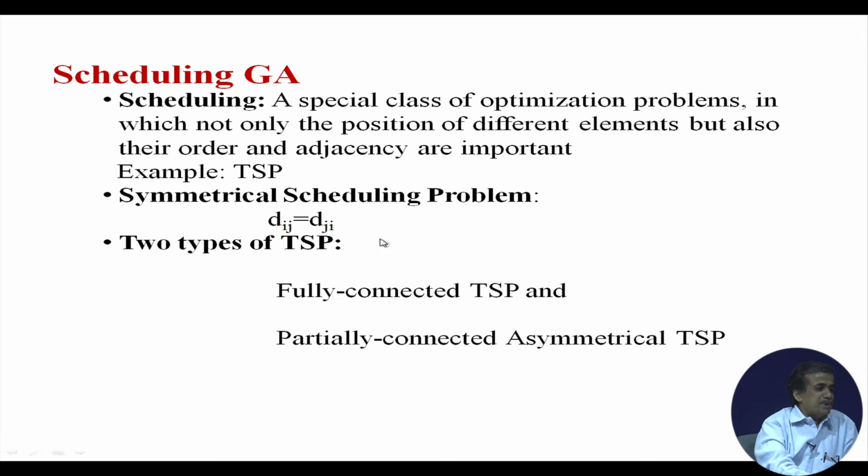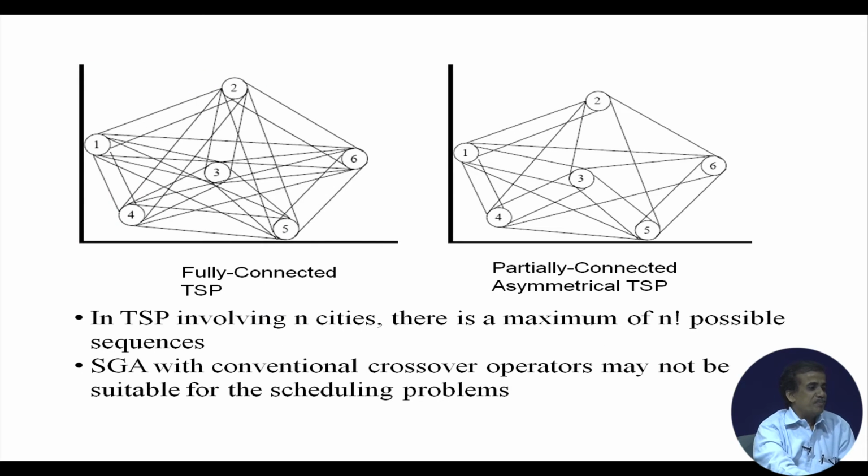Now two types of TSP, one is called the fully connected TSP, another is called the partially connected asymmetrical TSP. Now if it is symmetrical TSP, it has to be fully connected. Now, asymmetrical TSP will be partially connected. Now, here I am just going to show the schematic view for the fully connected TSP and asymmetrical TSP, that is a partially connected one.